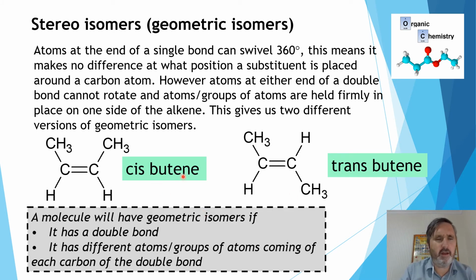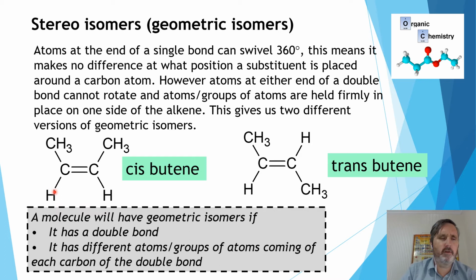Now, in order to be able to be geometric isomers, you have to have two things. You have to have a double bond. Check. There is a double bond present here. And you have to have two different groups or atoms off either side of the double bond. So I look on the left-hand side of the double bond, I have a group of CH3 and a hydrogen.